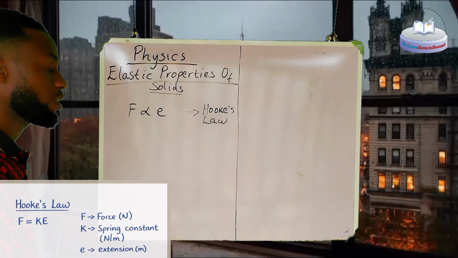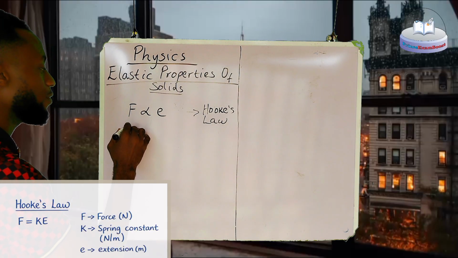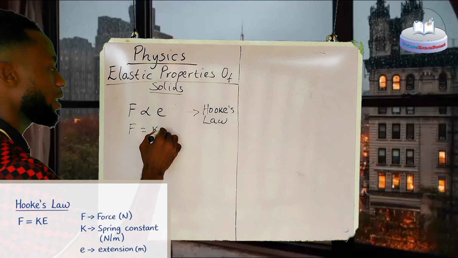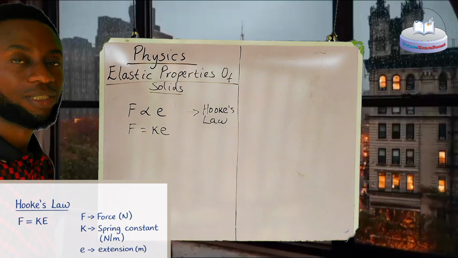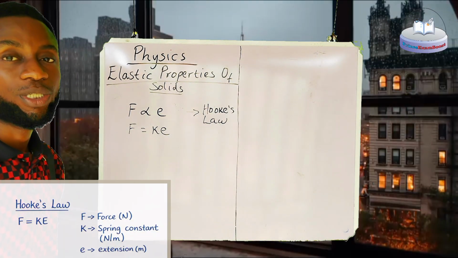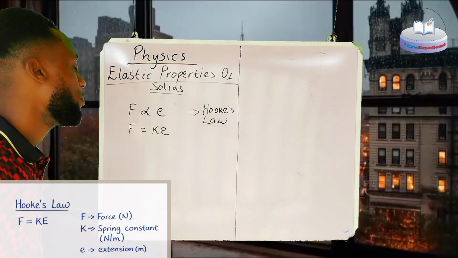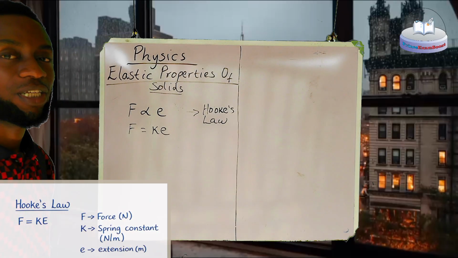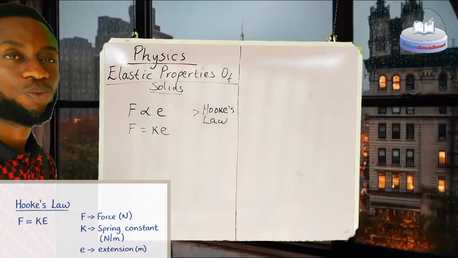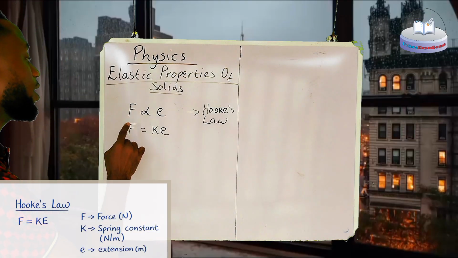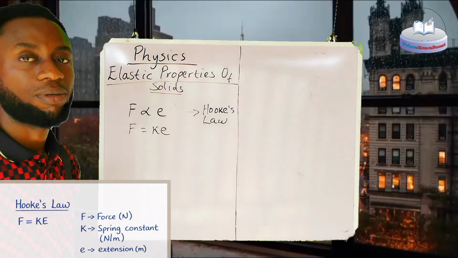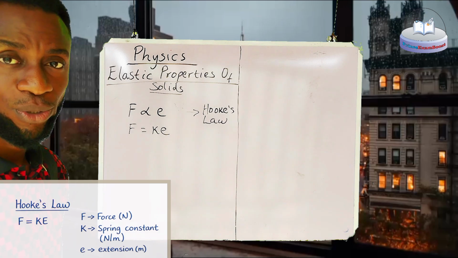If the proportionality is converted into an equation, we have something like this: F equals Ke. The K stands for the spring constant, usually measured in Newton per meter. The SI unit is Newton per meter. E stands for the extension of the material due to the force, which is usually measured in meters. And F stands for the force applied, always measured in newtons.